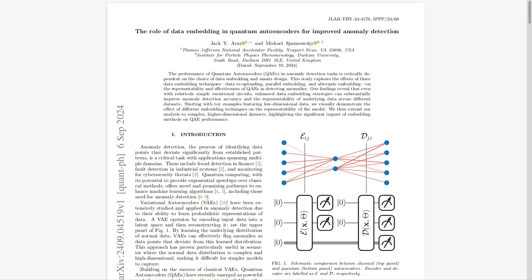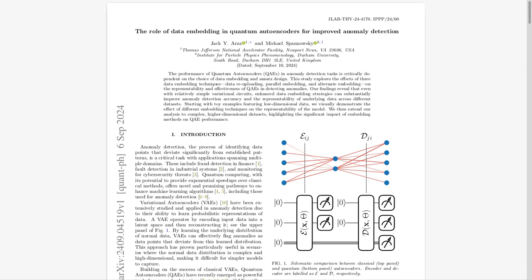It's like giving it multiple lenses to view the data through so it could pick up on nuances and patterns that it might miss with just one perspective. So it's like giving the quantum computer a whole toolbox of different ways to analyze the data rather than just one tool. Exactly. Now, the researchers in this paper, they didn't just stop at theory.